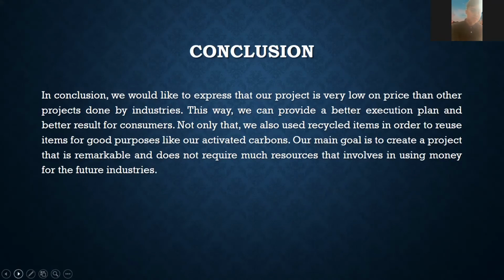So the conclusion of this project is we would like to impress that our project is very low price compared to other projects done by industry. This way we can provide a better execution plan and better result for consumers. Not only that, we also use recycled items in order to reuse items for a good purpose, like our activated carbon. Our main goal is to create a project that is remarkable and does not require much resource, and involves less money for the future industry.